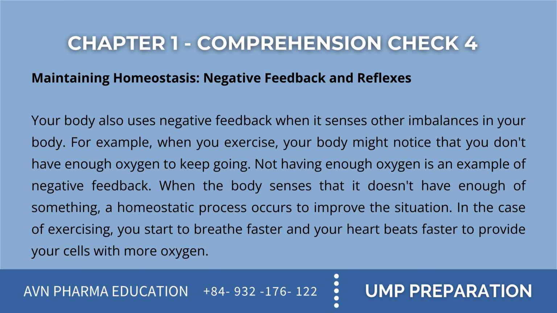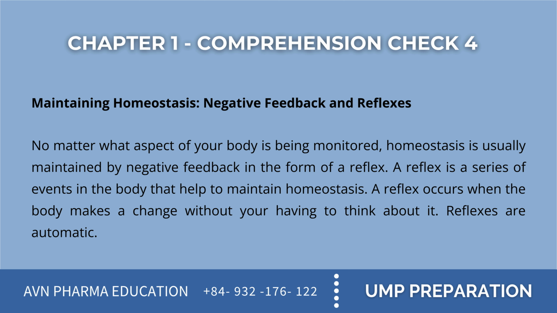For example, when you exercise, your body might notice that you don't have enough oxygen to keep going. Not having enough oxygen is an example of negative feedback. When the body senses that it doesn't have enough of something, a homeostatic process occurs to improve the situation. In the case of exercising, you start to breathe faster and your heart beats faster to provide your cells with more oxygen.